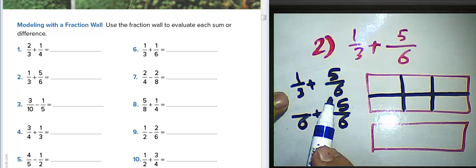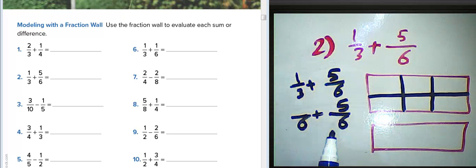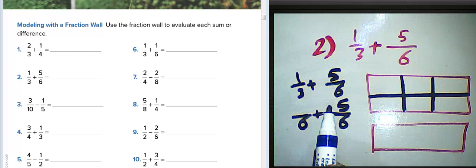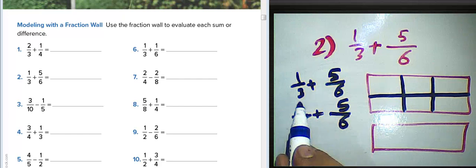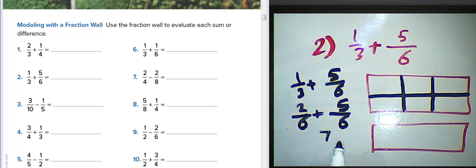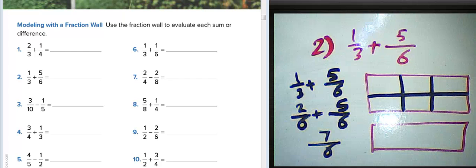The 5 over 6 here doesn't change, okay? Because it already has 6 in the denominator. We change the other one: 3 multiplied by 2 equals 6, then 2 times 1 equals 2. The result will be 7 over 6 for this example. And then we divide the second rectangle for 5 over 6. We divide it into 6 parts, 1, 2, 3, 4, 5, 6, and then draw this line here.